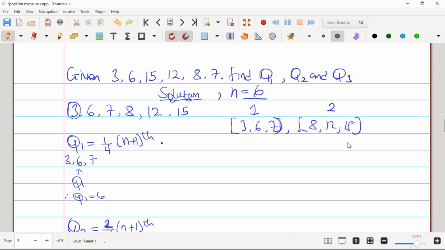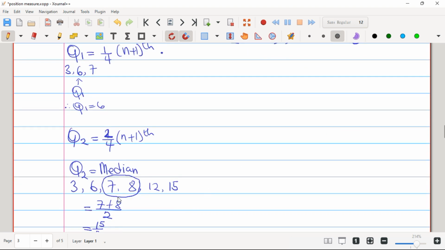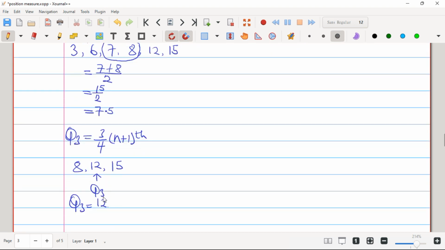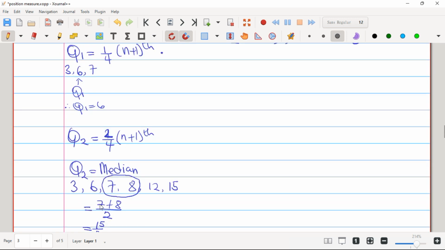If you are asked to find the third quartile, you come to the second grouping, right? You come to the second grouping and choose the middle. The middle is 12. So our third quartile is 12, right? So let's come to the second quartile.